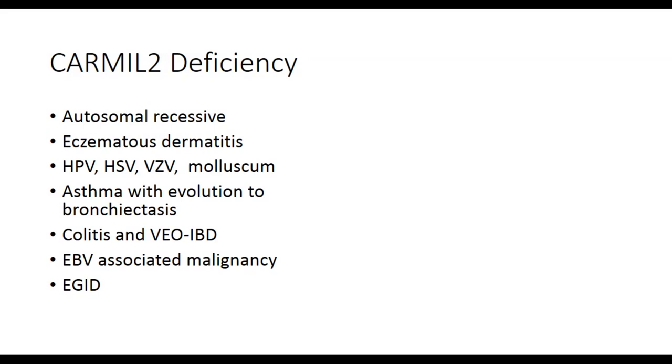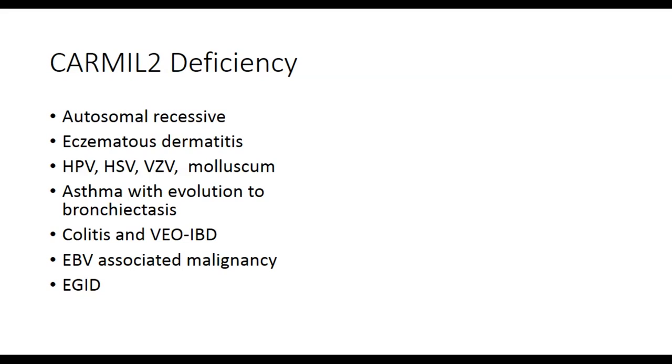But they have been described to have asthma that does somewhat respond to steroids, so it is truly asthma and not just infections that are being called asthma, but they more quickly can progress to bronchiectasis or scarring of the lungs. Very early onset inflammatory bowel disease has been described, Epstein-Barr virus, which is a herpes virus, triggering development of malignancy, and eosinophilic driven GI disease has also been described in CARMIL2 patients.